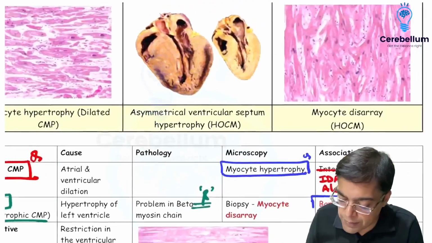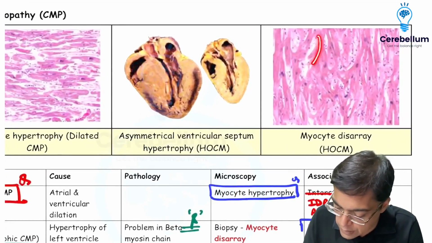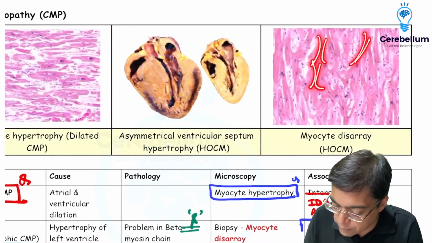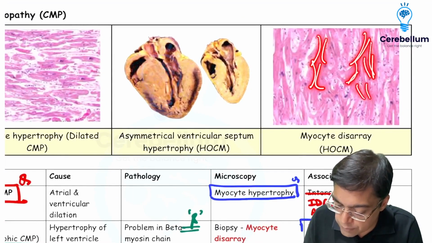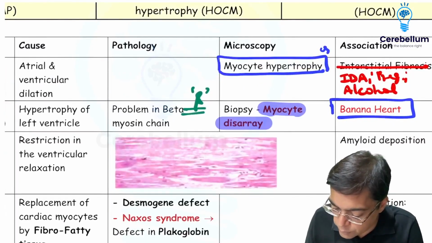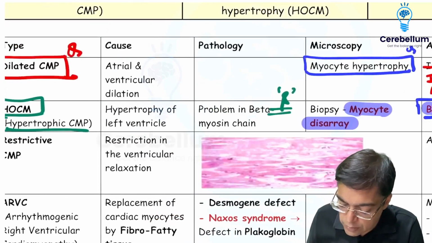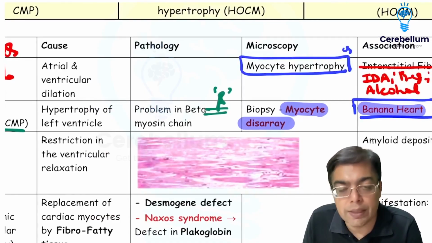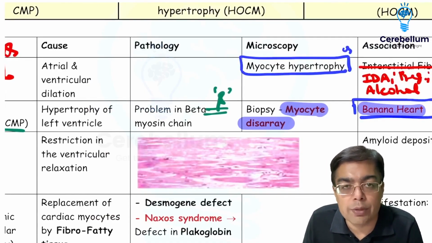Microscopically, you have a haphazard arrangement so far as the cardiac fibers are concerned in case of HOCM. That's what is going to be given the name of myocyte disarray. So banana-like heart is a gross finding, and myocyte disarray is going to be an example of a microscopic histological finding associated with HOCM.